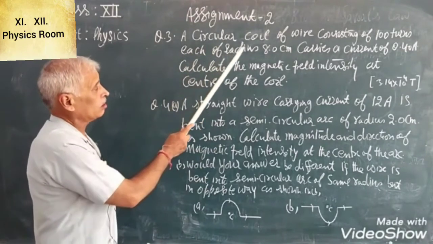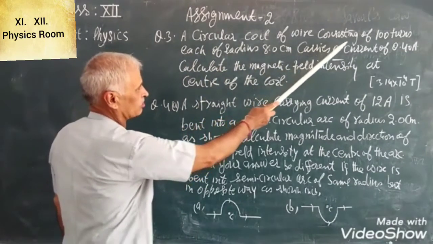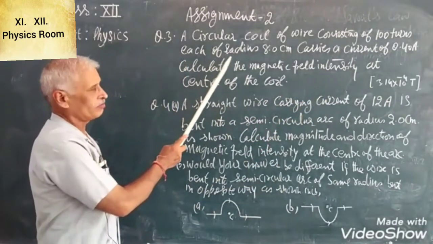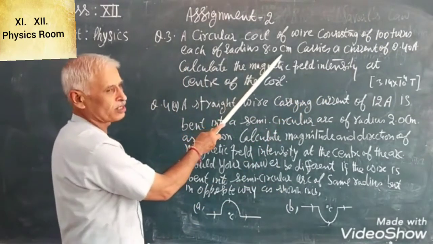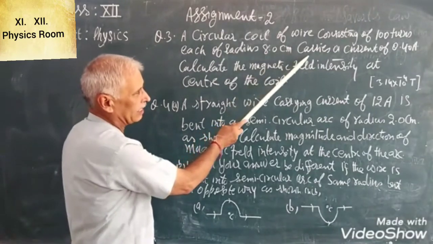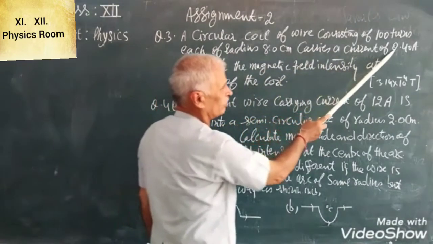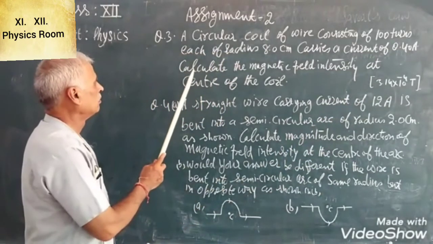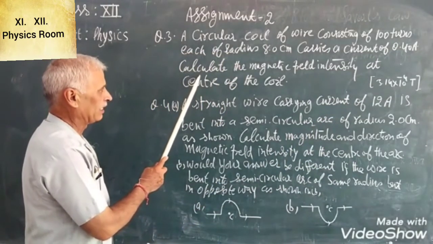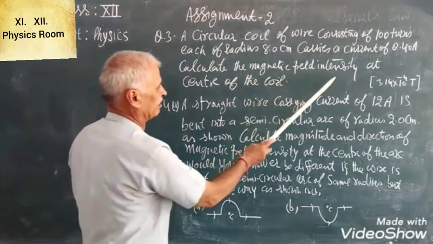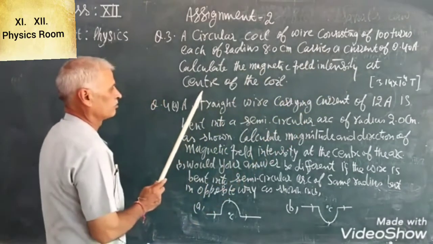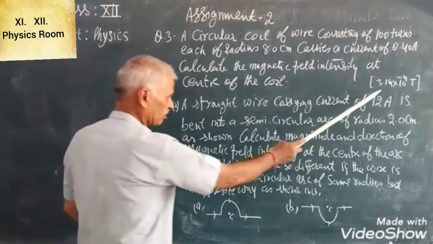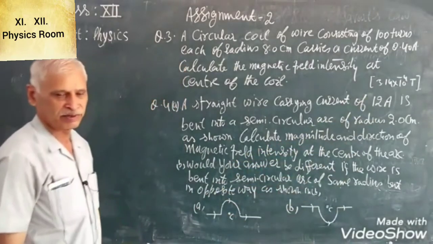A circular coil of wire consisting of 100 turns, each of radius 8.0 centimeter, carries a current of 0.40 amperes. Now calculate the magnetic field intensity at the center of the coil. So this would be your answer, 3.14 into 10 to the minus 4 Tesla.